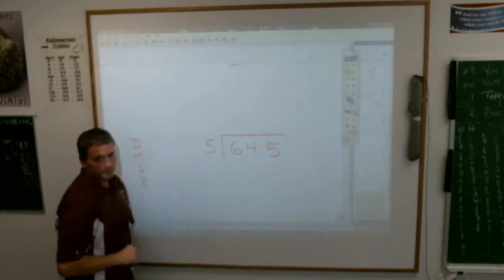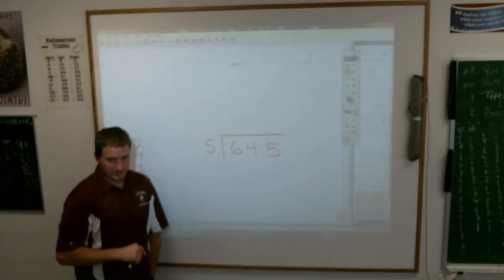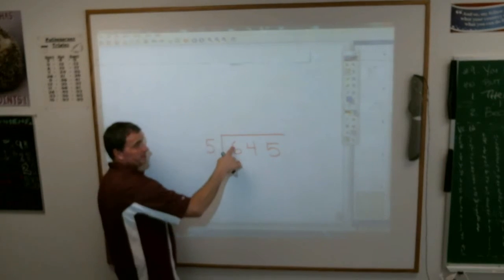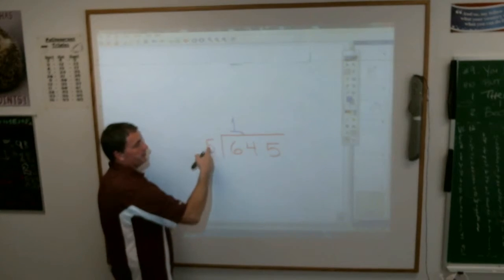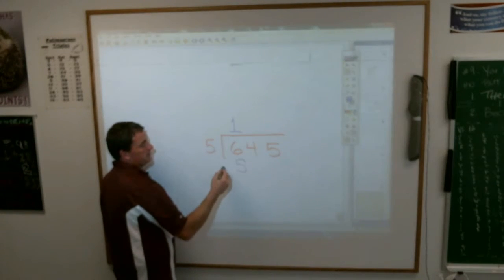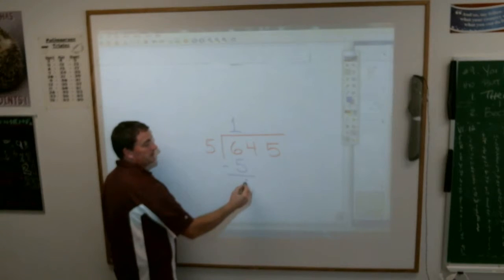Does 5 go into 6? Yes, it does. How many times? So that'll go right above the 6, because that's the one you're dividing. I multiply 1 times 5. I subtract. I bring down.